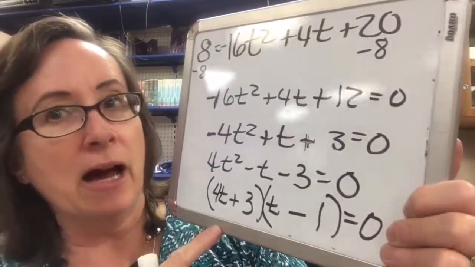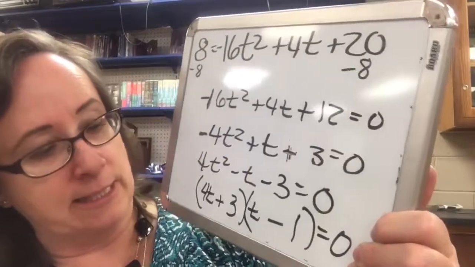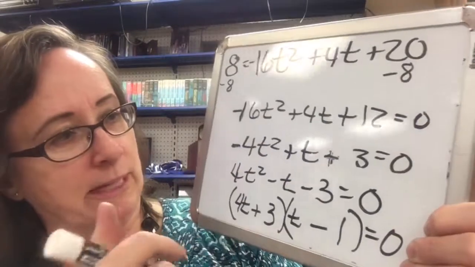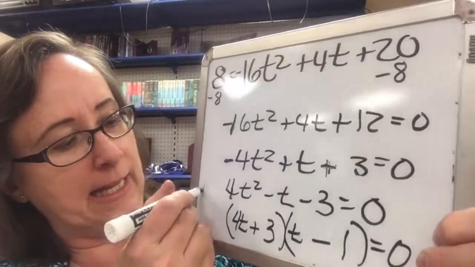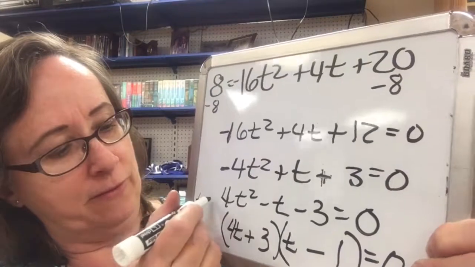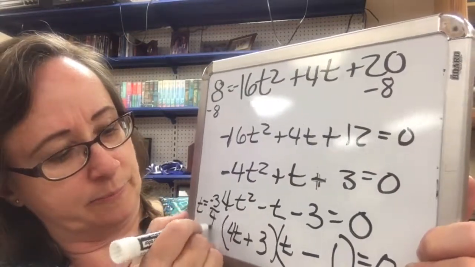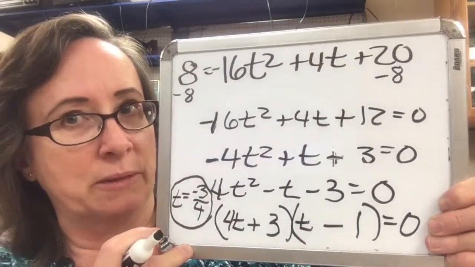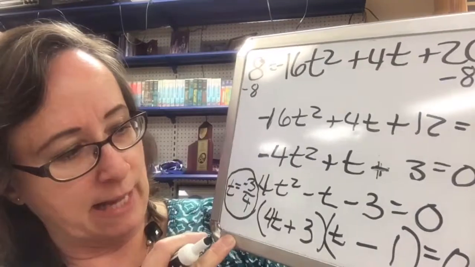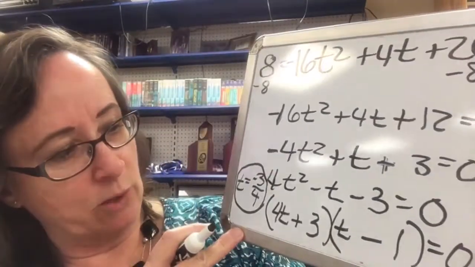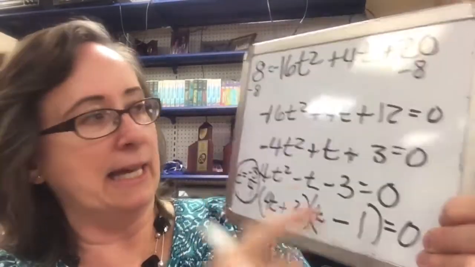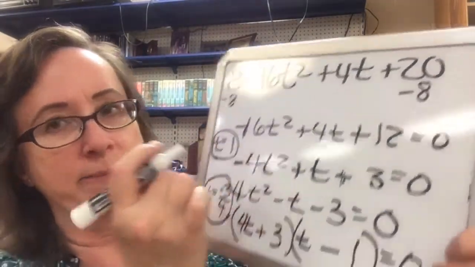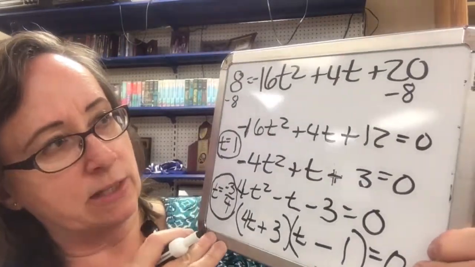Okay, so now I set each factor equal to 0. When I set 4t plus 3 equals 0, I get t is -3/4. And t is -3/4 is going backwards in time, and that's not going to work for me. But t is equal to 1 is the correct solution.